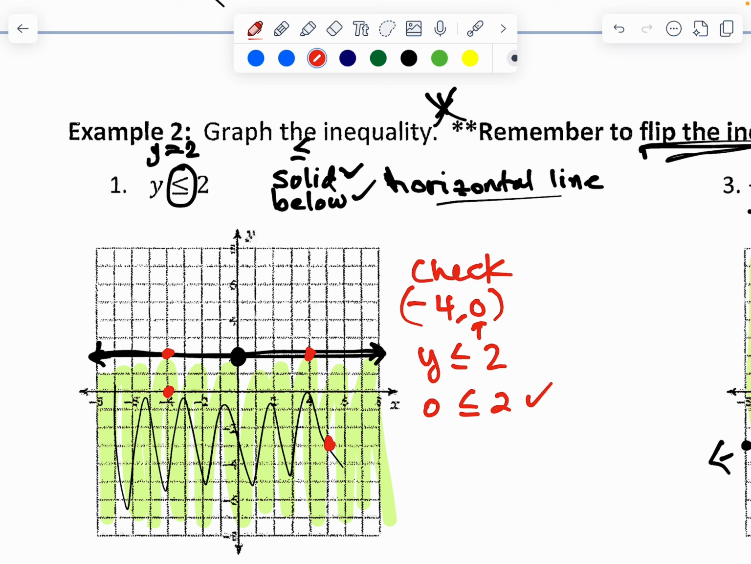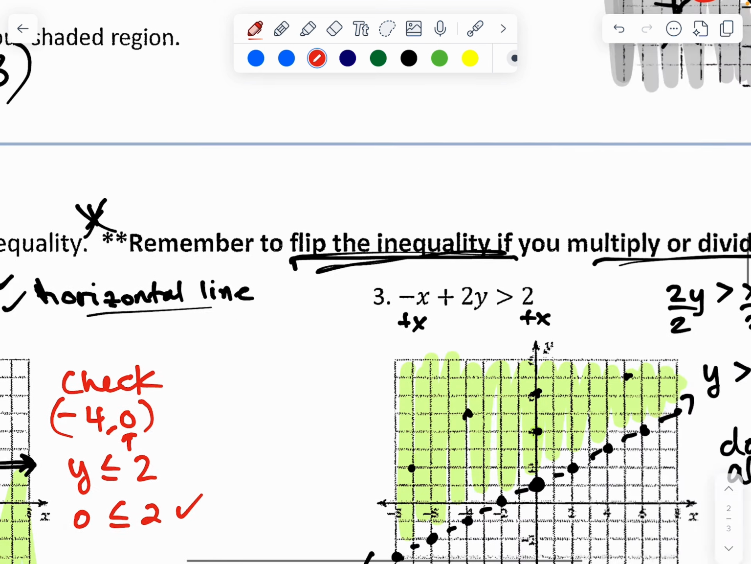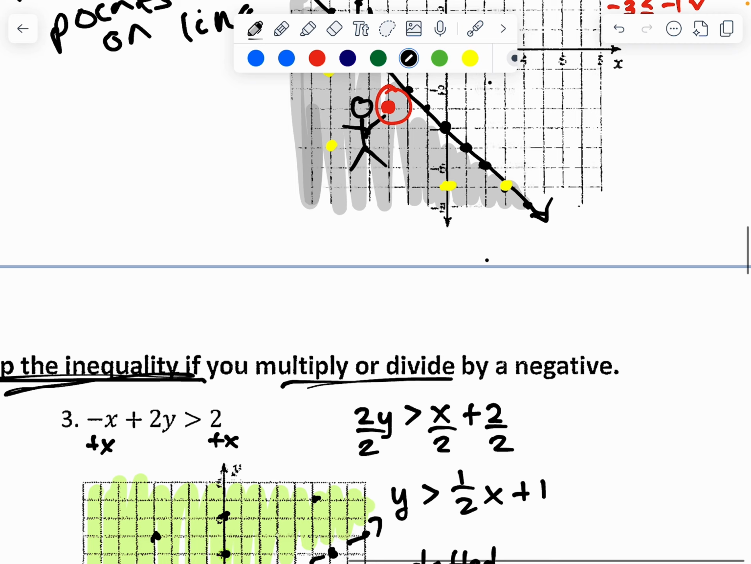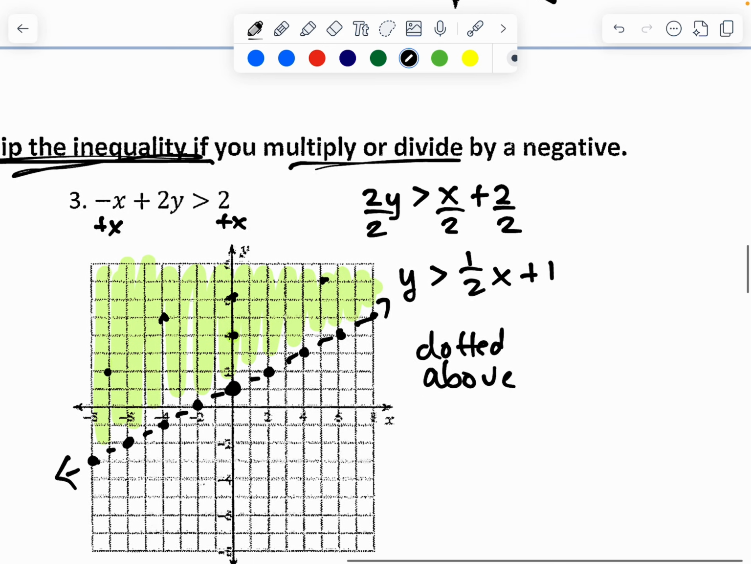All right, take a couple minutes and try to graph 2, 3, and 4. Remember, you need to put it into slope-intercept form first. So if we look at number 3, you need to change that to slope-intercept form before you can graph it. Okay, so if I put it into slope-intercept form, I would add x to both sides. So I'm going to get y is greater than 1/2 x plus 1. Okay. Now I'm going to graph it.